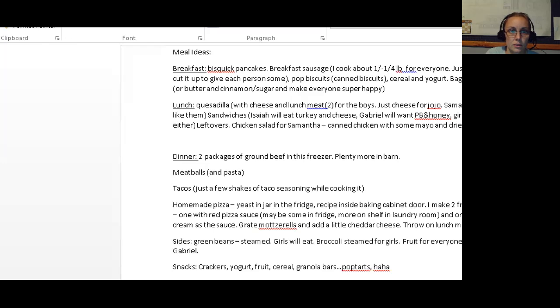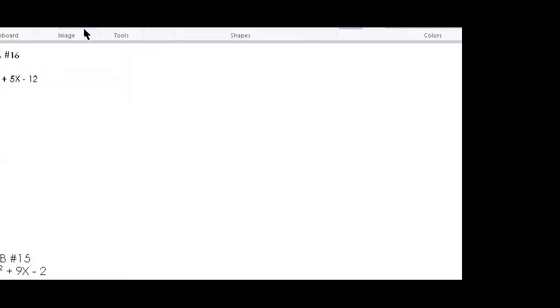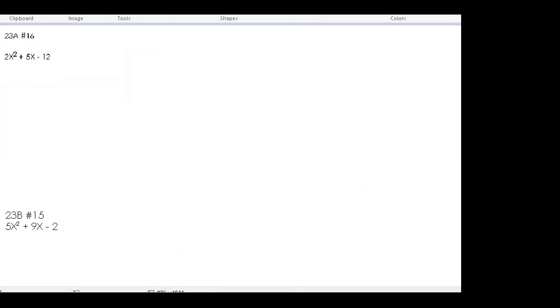Okay, we'll get started right away with some questions that came in. So here we go. On worksheet 23A, number 16. So we'll start this one. It's one of the ones with minus. So how do we factor this one?